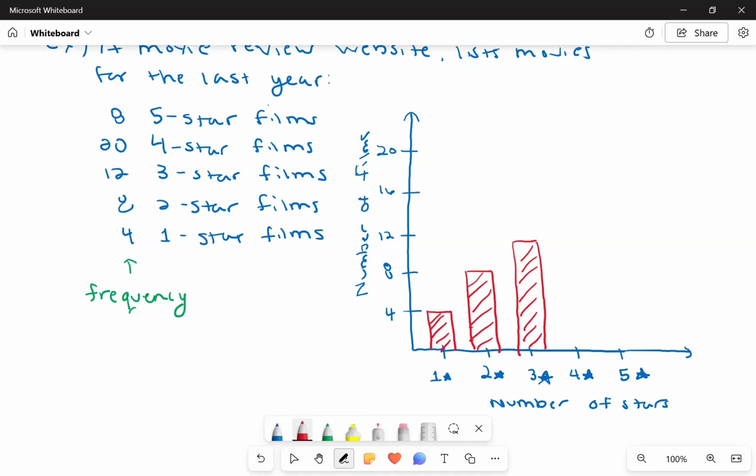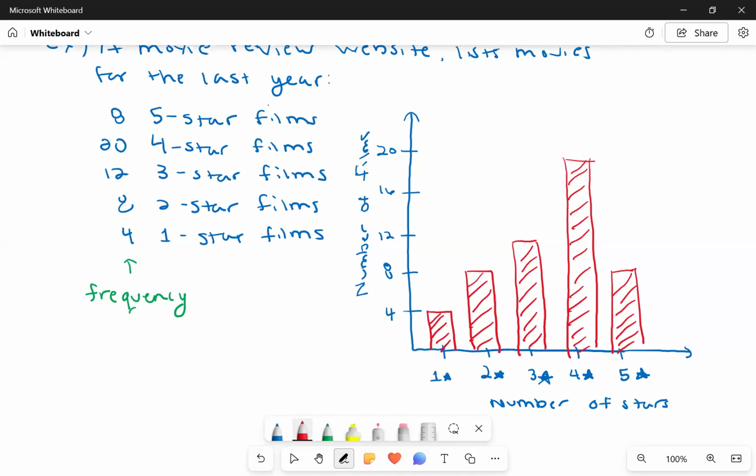4 stars, 20. And then 5-star will be 8 again. All right. Try to make the rectangles the same size. Definitely didn't get them the same spacing.